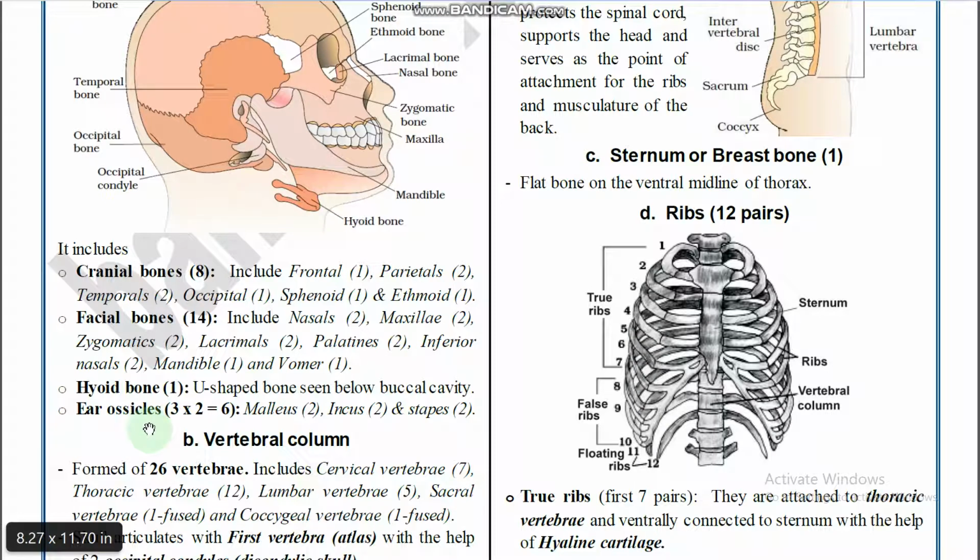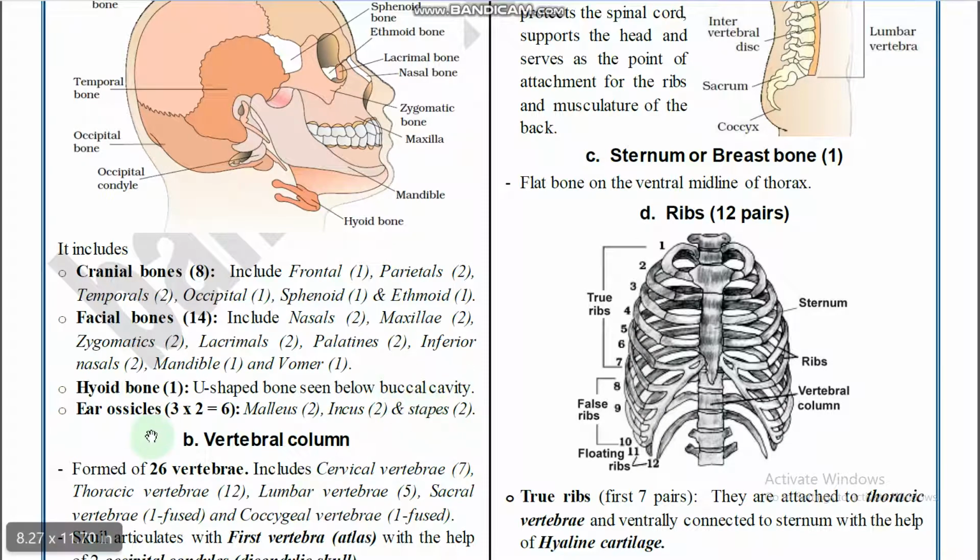And next one, ear ossicles. Each ear consists of three small bones. So those are called ear ossicles. That is malleus, incus, stapes. In this order only you should remember. First malleus, then incus, and stapes, right? What is the specialty of stapes? The smallest bone in our body is stapes.